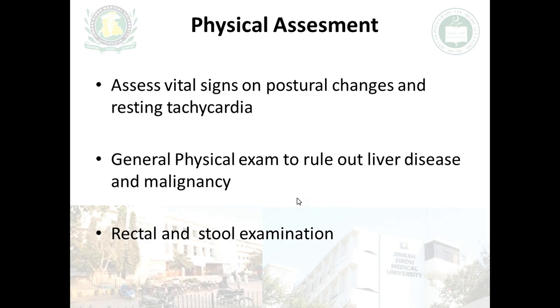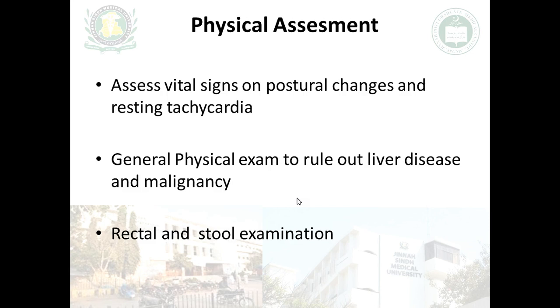Are there any physical signs of malignancy, like signs of weight loss? Are there any abdominal masses which you examine on the abdomen? And the third important aspect of the physical assessment and examination is basically rectal and stool examination.